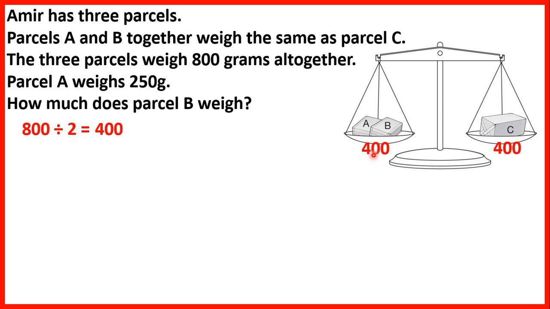So that means we need half the weight. We need 400 on both sides. But we want to know how much does parcel B weigh. We know that A weighs 250. So we have 250 plus B equals 400. So what we can do is subtract 250 from 400, and that gives us 150 grams. So A, we're told, is 250, B, we've worked out, is 150, and C, we worked out, is 400. And if we add those 3 weights together, we can check that we get 800 grams.